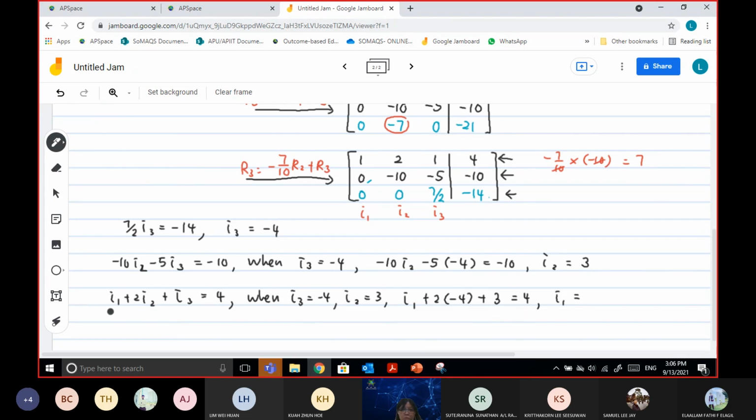Wait, do I do it wrong? I1 plus 2 I2 plus I3 equals 4, I3 equals negative 4. Oh, sorry, I substituted it wrong. I2 is 3, sorry. So you get a 2. Then this is your answer.